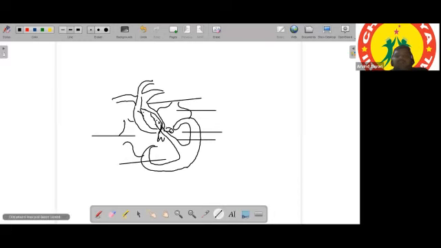This is your pulmonary artery, and this one is your aorta. Okay. This is your inferior vena cava. You have the superior vena cava. You have this one as the pulmonary vein. So everything is there.